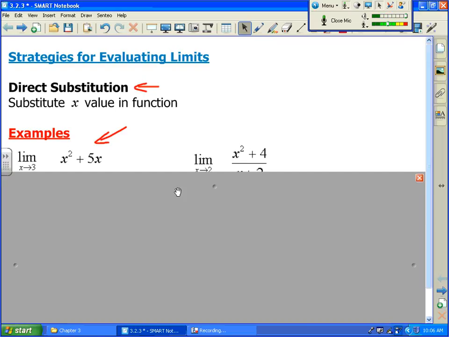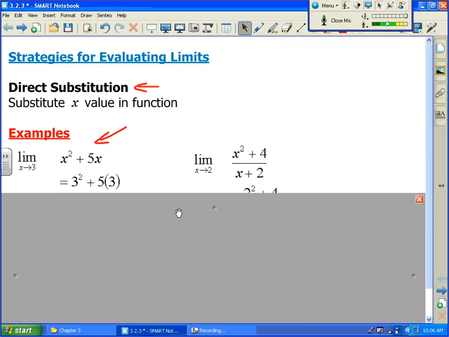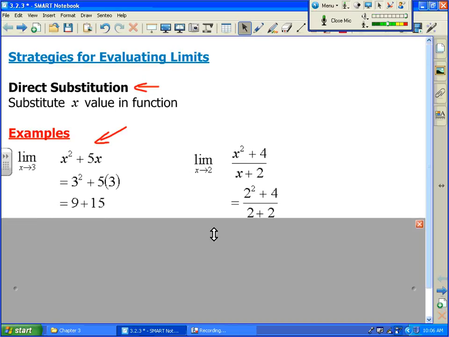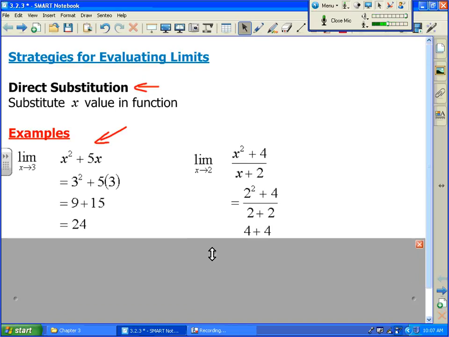So anyways, let's look at the one on the left here. Just focus on that. We're just going to sub 3 in for x. Pretty straightforward. And the limit as x approaches 3 is going to be 24.